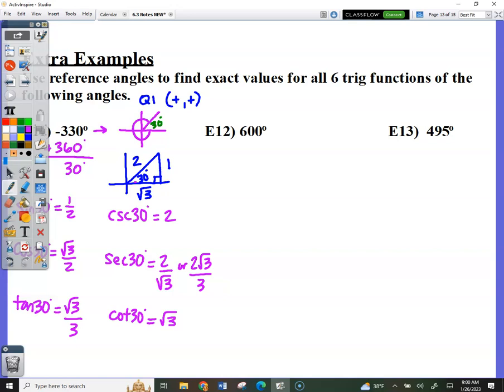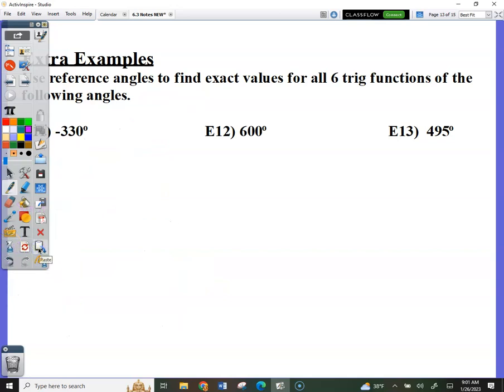So 600 is too big of an angle. I have no clue where that is. I'm going to take off a rotation, and I end up with what? 240. Let me change. Can I clear this? Can I clear the screen? All right. I'm going to take off a rotation. I end up with 240. That lands between 0 and 360. So now I can draw it.